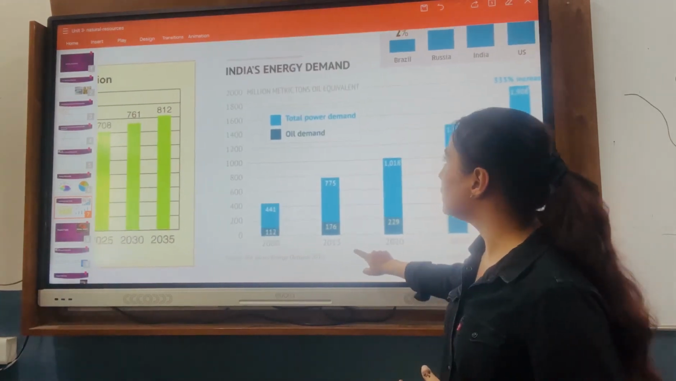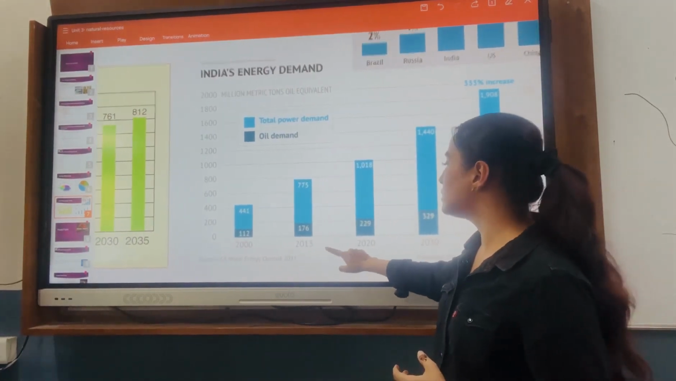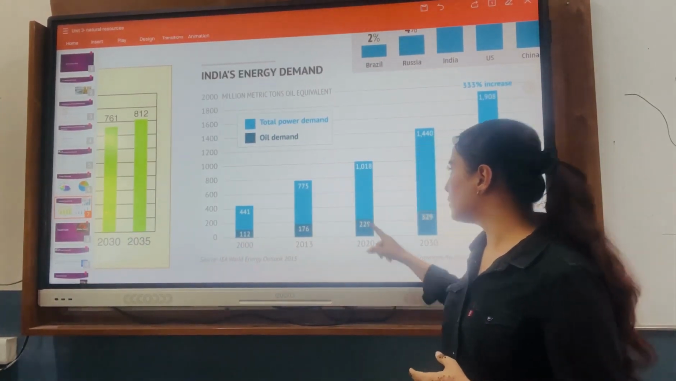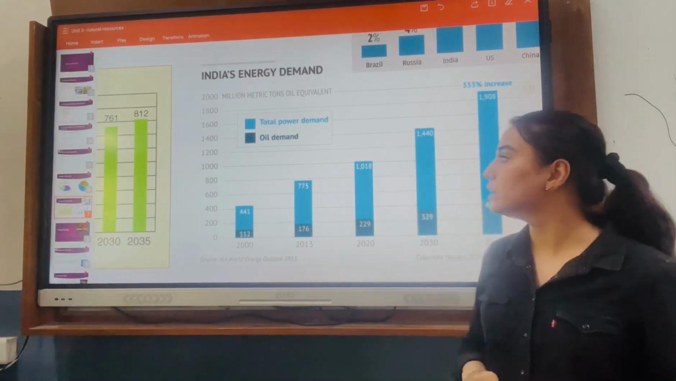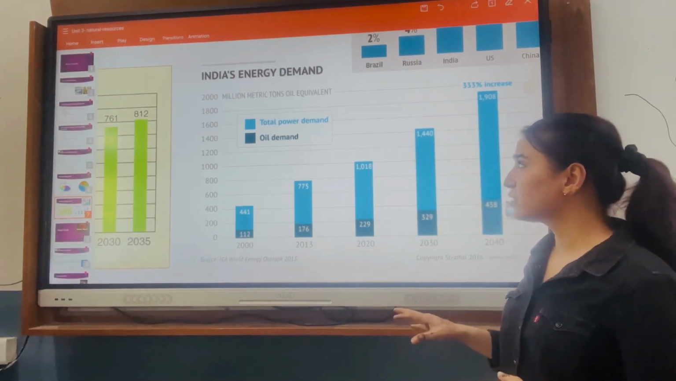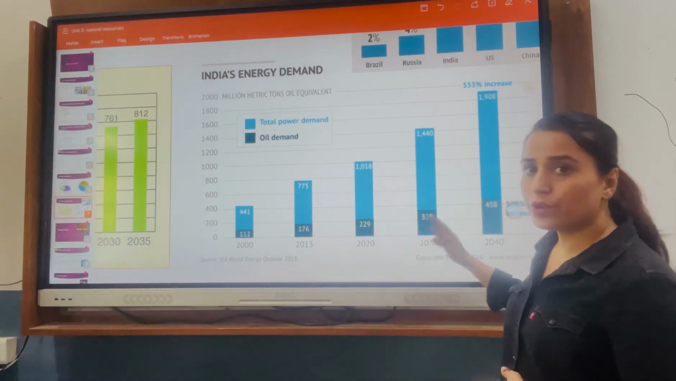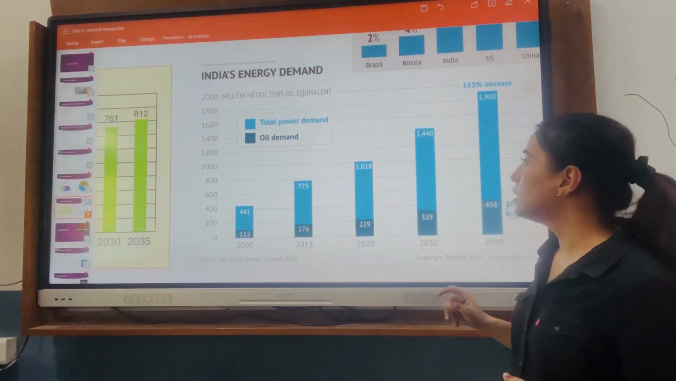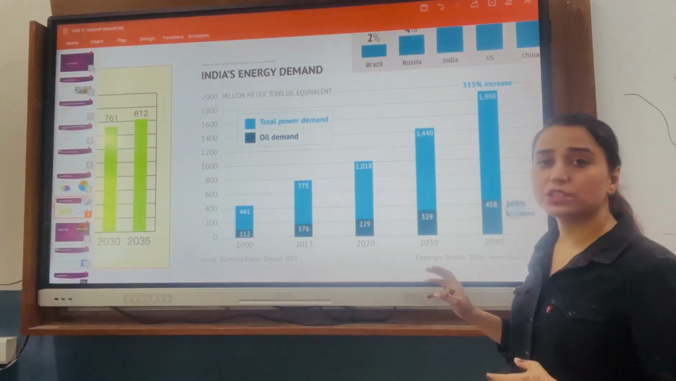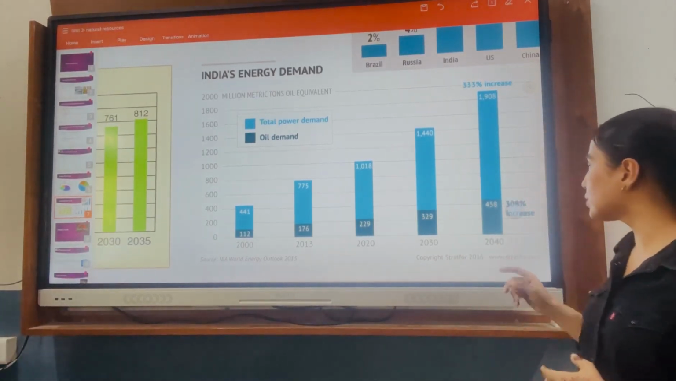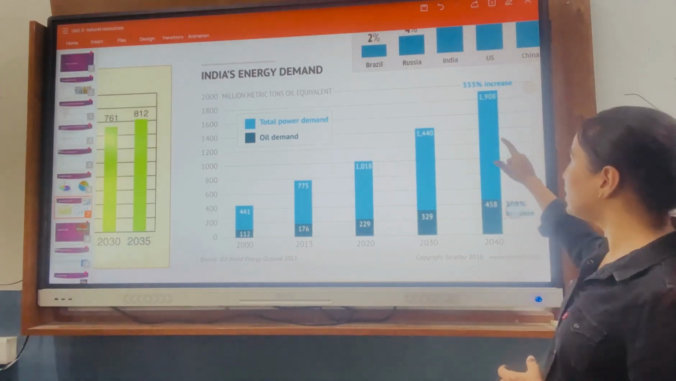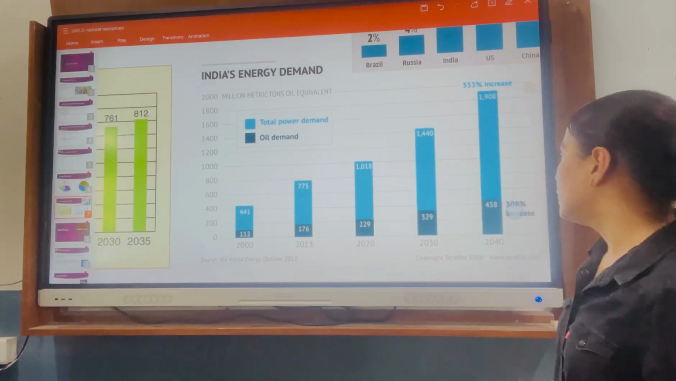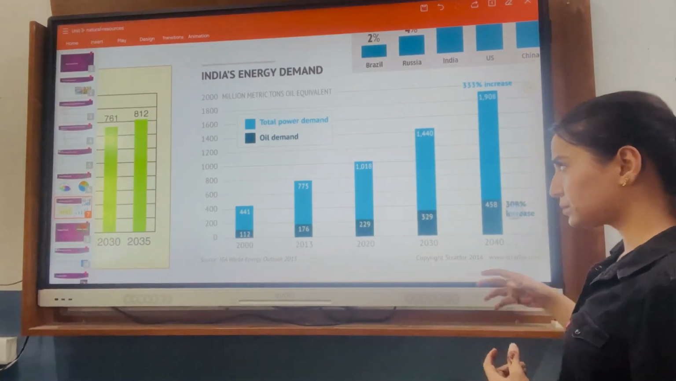Here you can see India's energy demand throughout the years. In the year 2020, it was expected that our energy supply would increase to 1,018 million metric tons of oil, and it is going to further increase to around 2,000 million metric tons of oil, which will be required by 2040. This will be an increase of 333% overall and 308% in terms of oil demand.